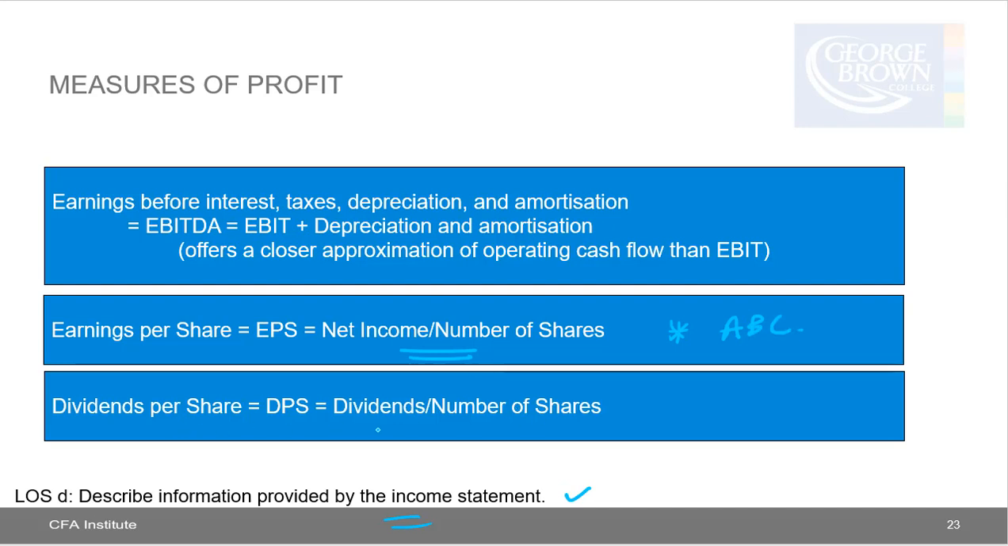And dividends per share equals the dividends, which is $1. And you can see in this case it's dollars divided by number of shares. So in each case, it's giving us earnings per share or dividends per share. Okay. And this gives us some indications of profit.